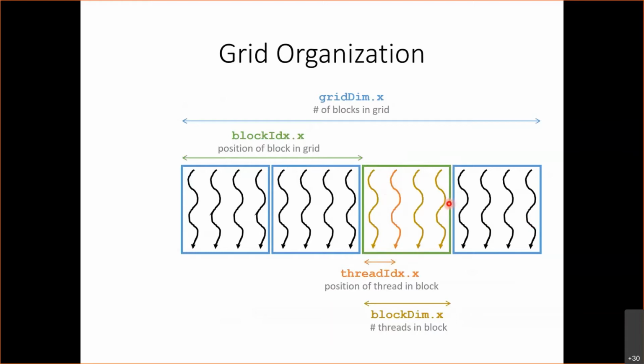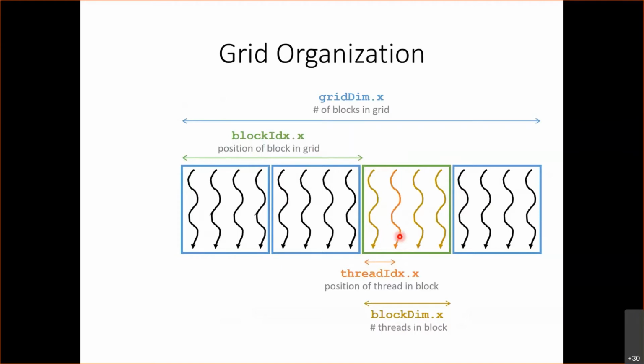We said that if we wanted to find the global index of a thread, in other words, how many threads a thread is from the very beginning of the grid, then we can take the block index and multiply it by the block dimension, which is the number of threads in the block. That gives us the number of threads to the beginning of the block. Then we add the thread index, and that gives us the global index of the thread.